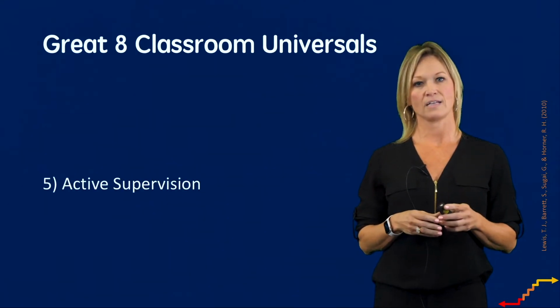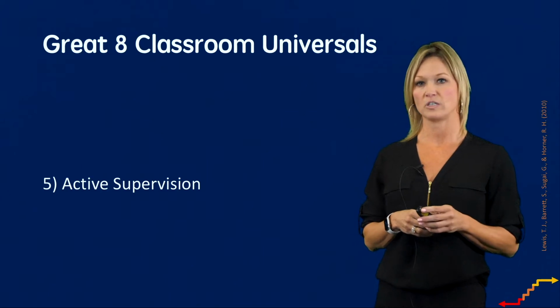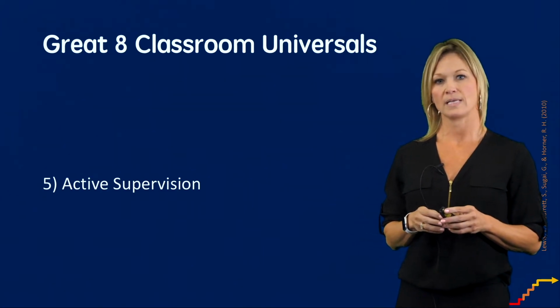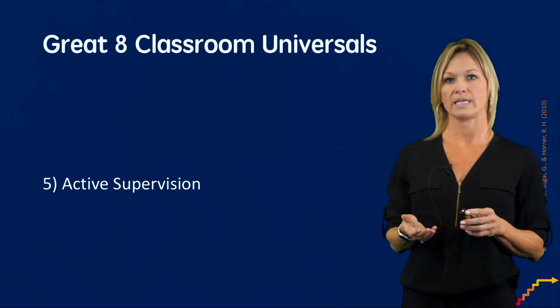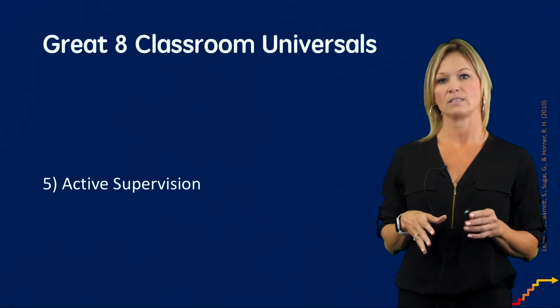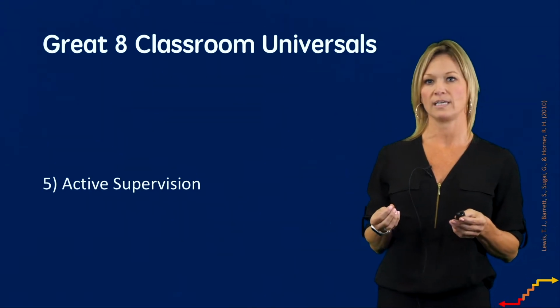The fifth identified classroom universal is active supervision. Active supervision begins with the design of a classroom floor plan and allows for the ease of movement to interact frequently and strategically with students.